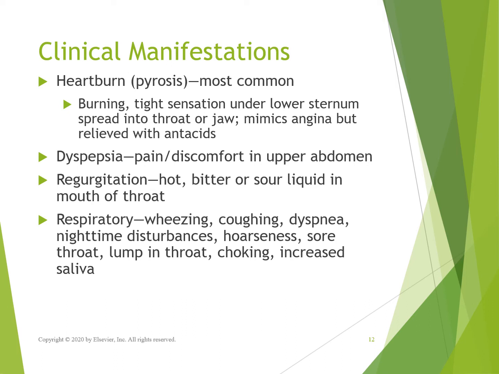Heartburn is the most common clinical manifestation. Patients might also have some dyspnea, or dyspepsia, regurgitation, where they kind of have an acid taste in their mouth, and possibly even respiratory symptoms. The one I see most commonly is a cough, like a chronic cough that doesn't go away. That could be an indicator of uncontrolled GERD.